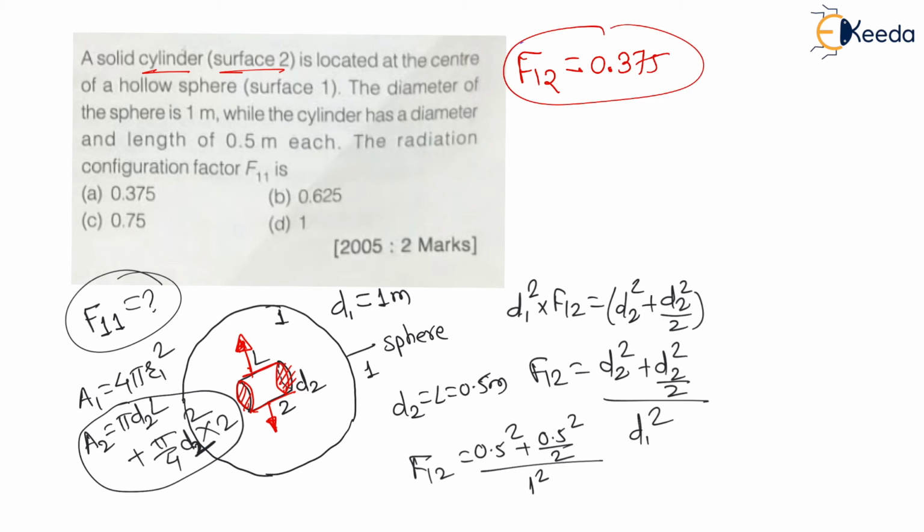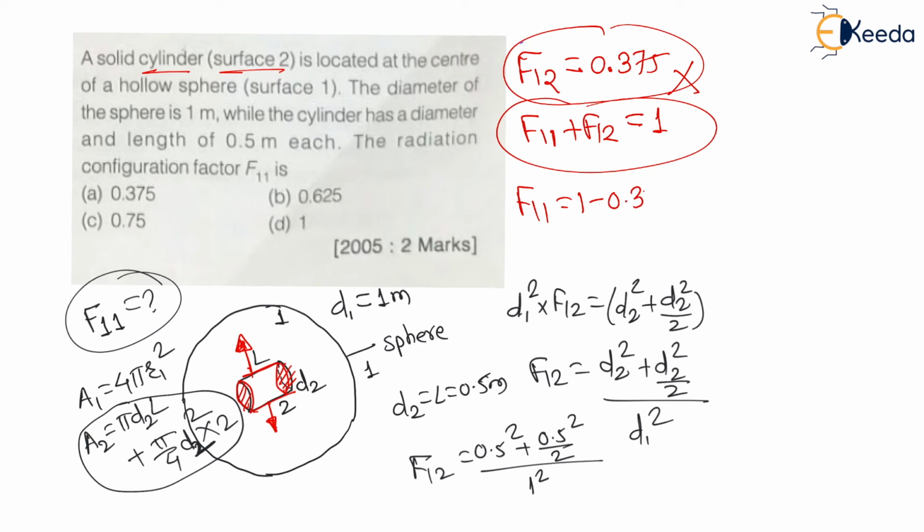0.375. But here the question is not this. The question is to find F11. Now F11 plus F12, addition rule of shape factor: the summation of shape factors with respect to any body is always equal to 1. Therefore we can say F11 is equal to 1 minus F12, which is 0.375. So let us solve this, my dear students. Then you will get F11 equal to 0.625. Now look at the options. You will find that option B will be the correct choice for this question.